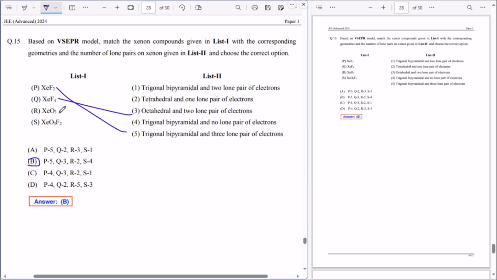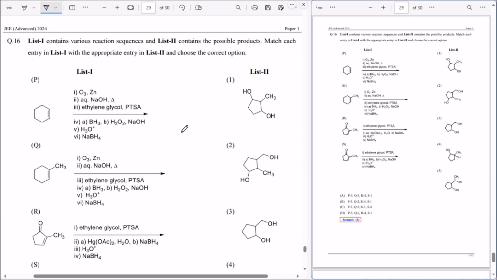XeO3 is going to be tetrahedral and 1 lone pair of electrons. XeO2F2, trigonal bipyramidal and no lone pair of electrons. Next, list 1 contains various reaction sequences and list 2 contains the possible products. Match each entry in list 1 with the appropriate entry in list 2 and choose the correct option.